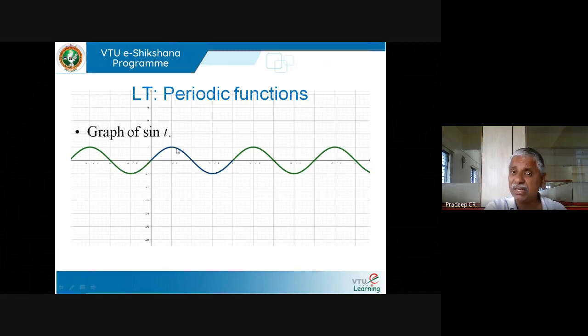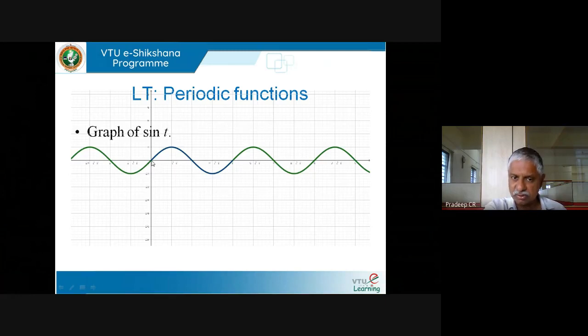What does that mean? That means you take any value here between 0 and 2 pi. If I take this, I won't tell you what this is, I'm just showing you by cursor. This value, how far is it from 0? Take the value of sine at that point. The value of sine at this point means I come from here to here. What is the value of sine there? If I travel the same distance from 2 pi and take the value of sine, it will be the same thing.